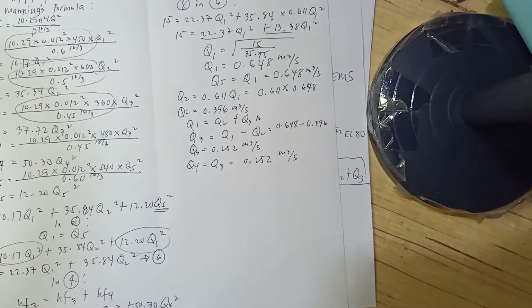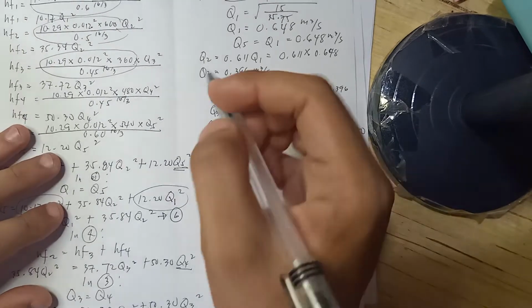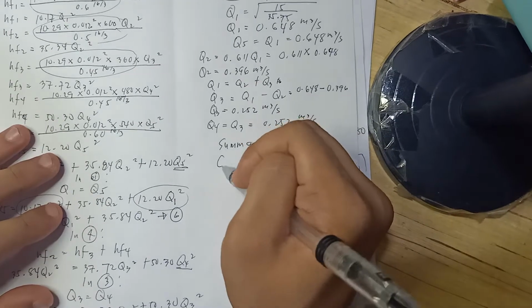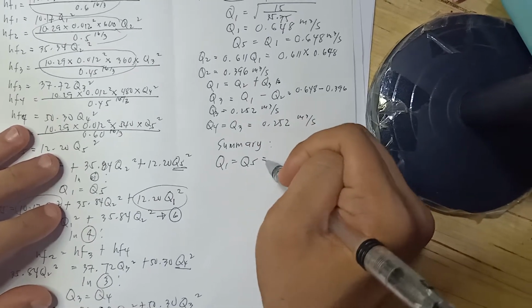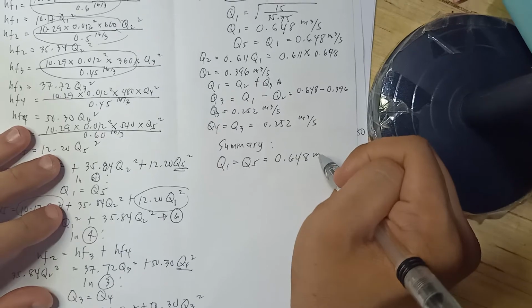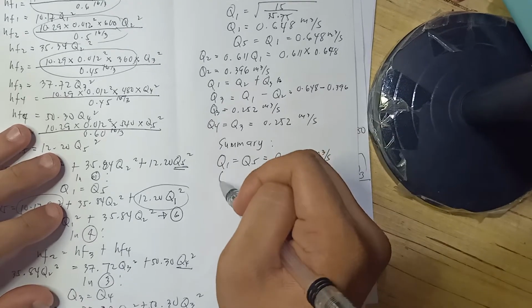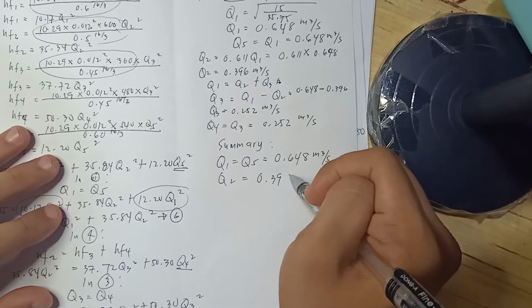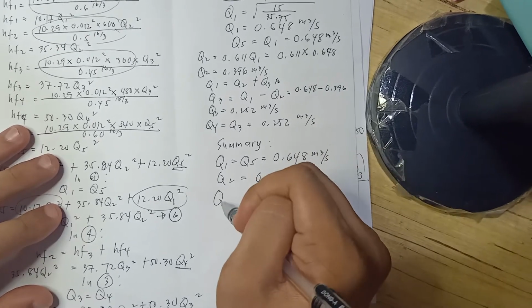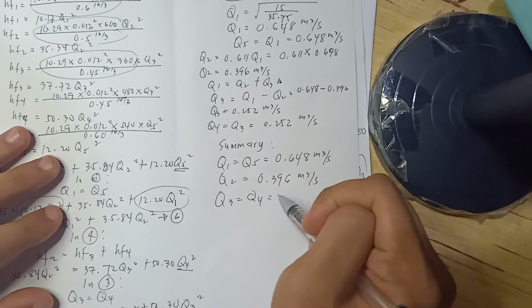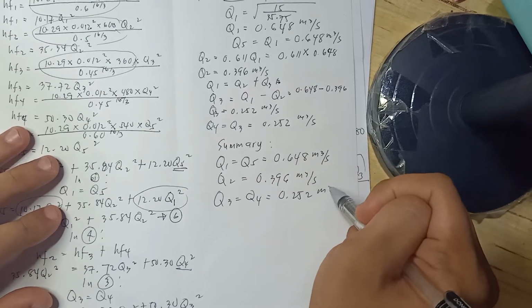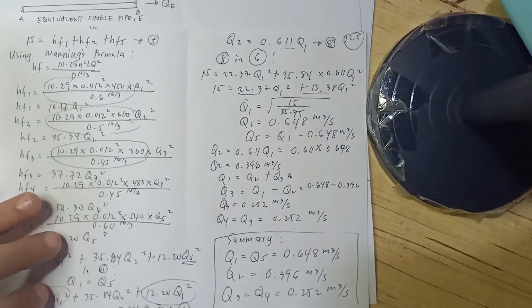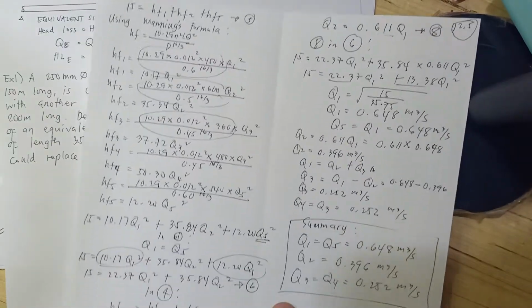So we now have the summaries of the discharges or the answers. Summary of answers. Q sub 1 equals Q sub 5, 0.648 cubic meter per second. Q2 equals now 0.396 cubic meter per second. Q3 equals Q4, so 0.252 cubic meter per second. So, these are the answers. No? The solution.